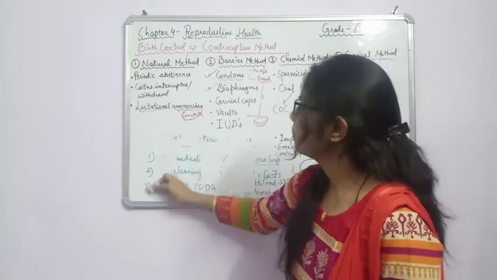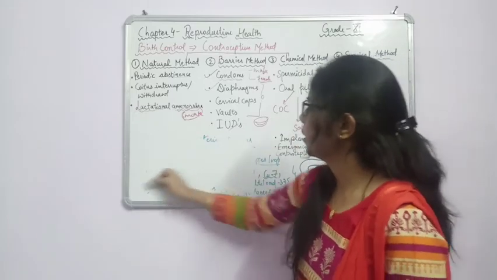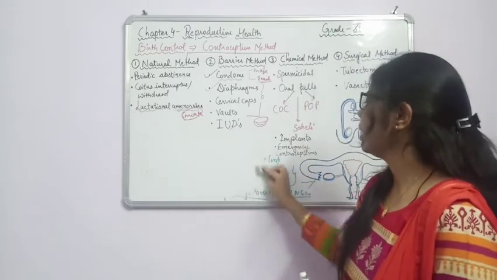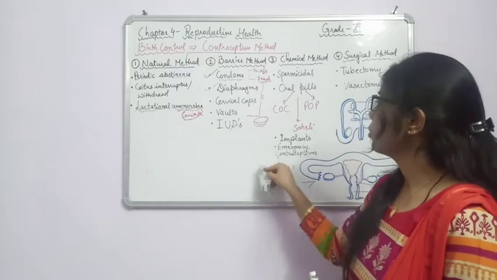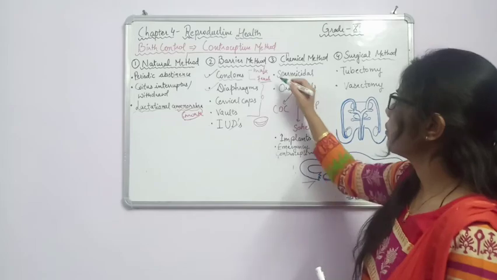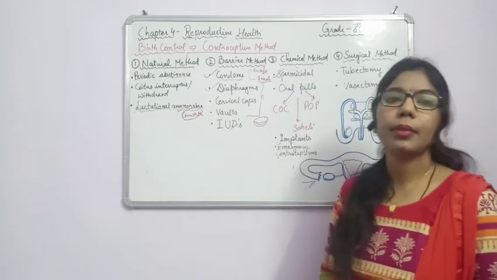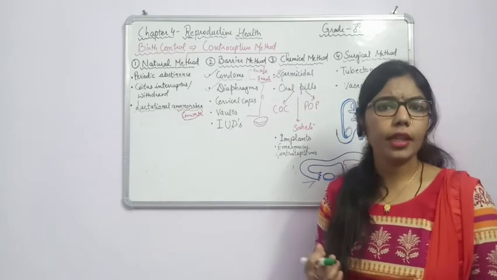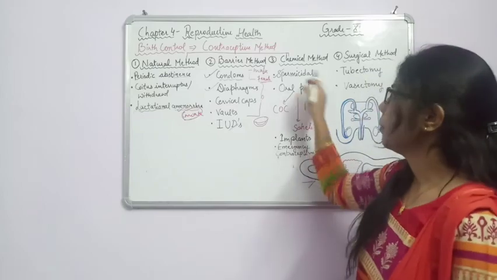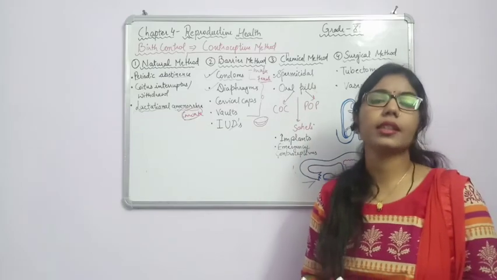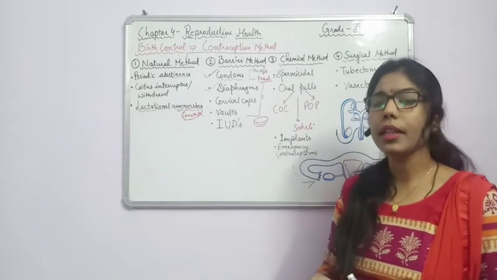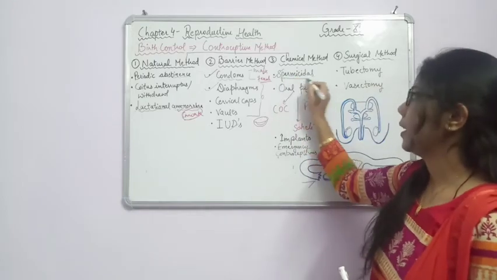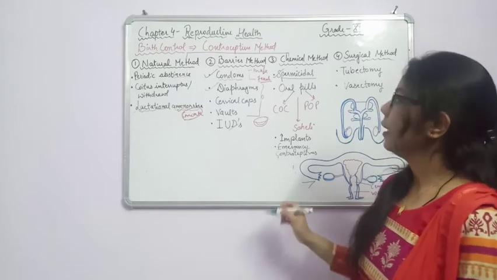Fine. So now we will start with another method, that is the chemical method. The name itself indicates that in the chemical method we are using some chemicals. The first one I have written here, spermicidal. It means something which has the ability to kill the sperm. So in the markets, different types of jellies and creams are there, so that the sperms can be killed by using this spermicidal.